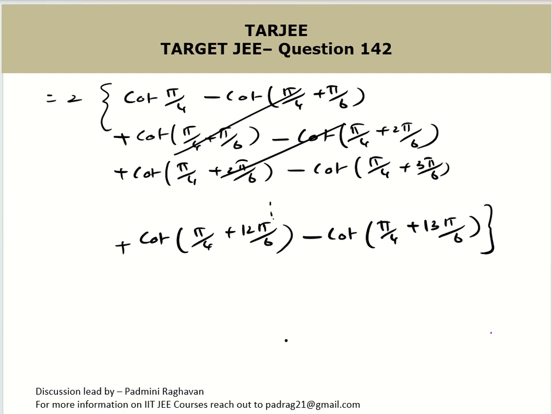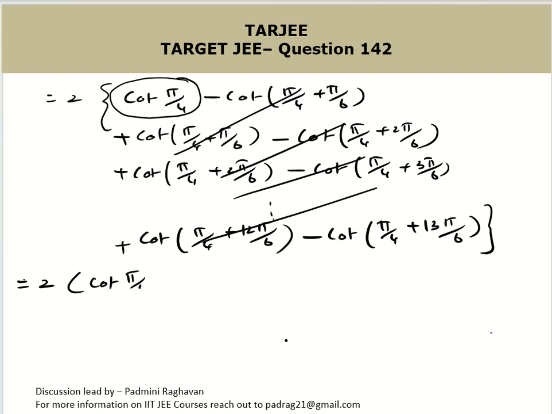This term will get cancelled. There is a diagonal cancellation that's happening. I am just left with the topmost left-hand term and the bottom right-hand term. So I am left with cot of pi by 4 minus cot of pi by 4 plus 13 pi by 6. I can write this 13 pi by 6 as pi by 6 plus 2 pi for convenience. So this is going to be 2 times cot pi by 4, you know, is 1.